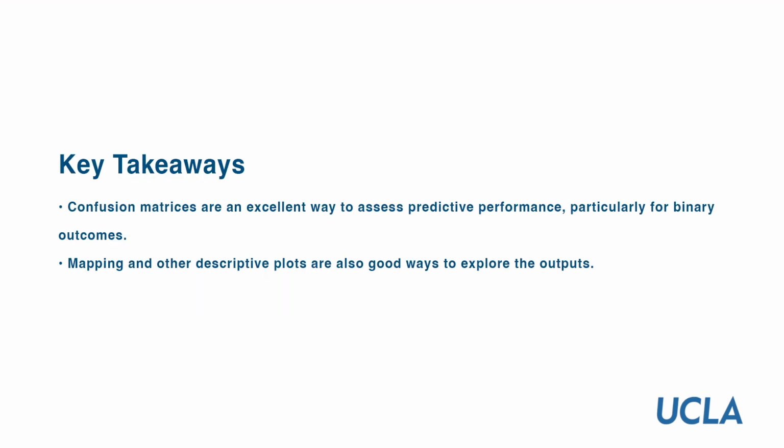So the takeaways I'm going to leave you with. These confusion matrices are an excellent way to assess predictive performance, especially if you have a binary outcome, like true or false. There's some other ways to assess performance, like the accuracy score, perhaps recall and precision, but confusion matrices are usually a good first step. And then if you want to dig a little more into the probabilities, so rather than this kind of arbitrary, like is it 0.49 or 0.51, if you get 0.49, you're predicting false. If you get 0.51, you're predicting true. Perhaps you can look at those probabilities in more nuance, and mapping and other descriptive plots are a great way to do that.